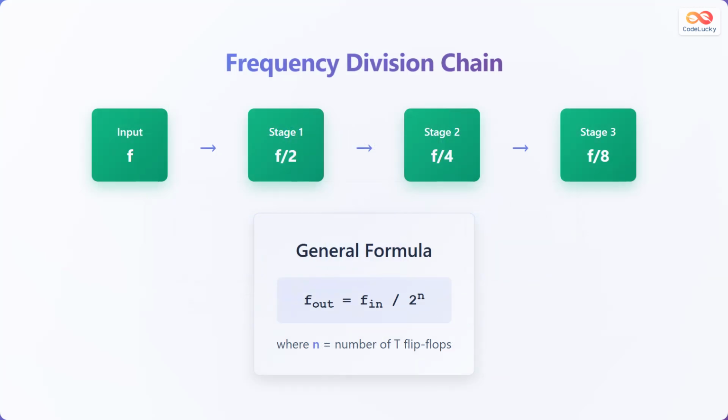Here's how a chain of T flip-flops can be used for frequency division. If you start with an input frequency of f, the first stage will output f divided by 2, the second stage will output f divided by 4, and the third stage will output f divided by 8. The general formula for this is f subscript out equals f subscript in divided by 2 to the power of n, where n is the number of T flip-flops in the chain.